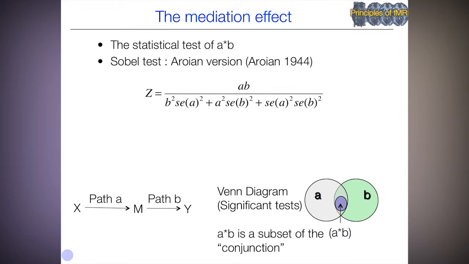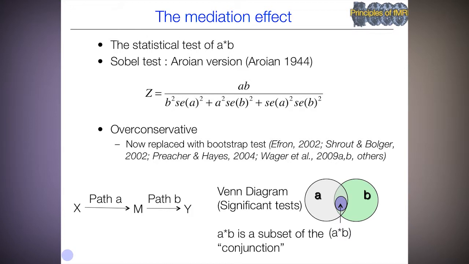And so this is the Sobel test, or the Aroian version of it, several versions, and this says that A times B divided by an estimate of standard error is distributed normally as a z-score. And then you can get p-values and make inferences. Well, A times B is not actually normally distributed most often, and so this test turns out to be over-conservative.